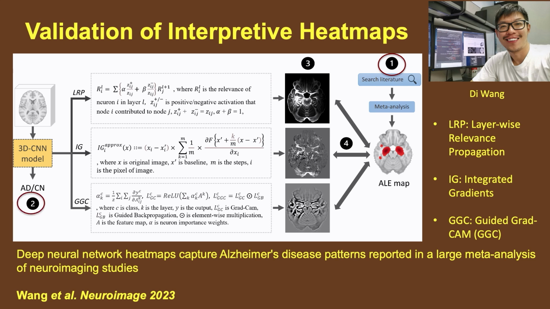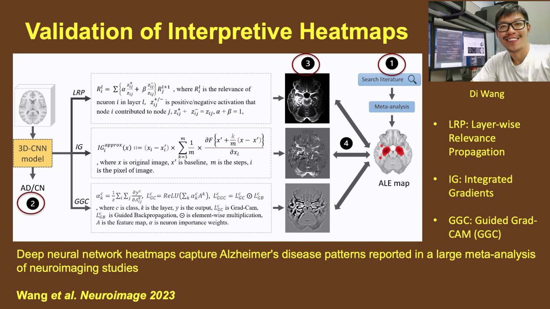And then we have built, using the ADNI cohort, classification models using CNN basically, and classified Alzheimer's disease patients versus controls. We have reached great accuracy in terms of classification and compared deep learning to traditional methods like support vector machines. Then we have used various methods to generate heat maps like LRP, layer-wise relevance propagation, integrated gradients, as well as GGC, guided Grad-CAM.